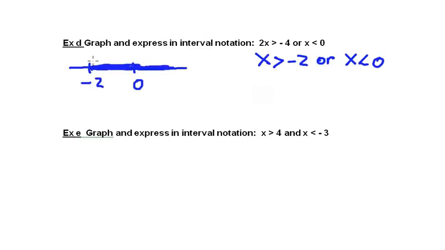And that endpoint is going to be curved because the point is not included. And then we've got x less than 0. So here's 0, and less than 0 means to shade to the left. So this is the graph for the second inequality. And what we're seeing here is two inequalities. One is greater than negative 2, one is less than 0, but when we combine these two sets, we see that we actually engulf the whole number line.